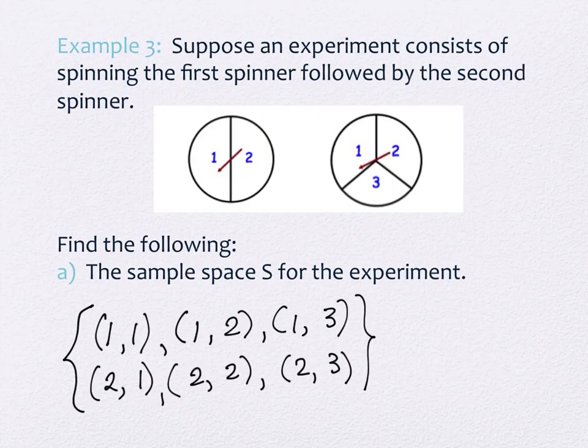Notice it's the same thing as multiplying the probability of getting the number 2, which is 1/2, times the probability of getting the number 2 over here, which is 1/3. 1/2 times 1/3 is 1/6. Okay, so everything agrees. It's not a different approach. They give you the same answer.